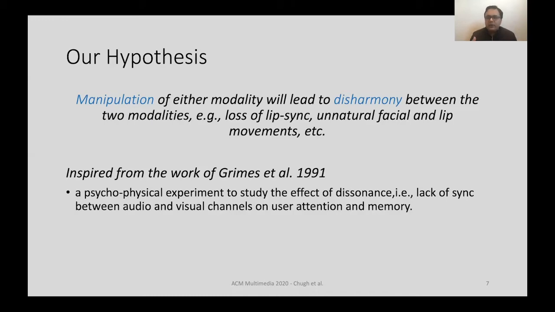And this could be leveraged by a network to predict if there is a manipulation. Our work is inspired by the seminal works of Grimes and others. Grimes did a psychophysical experiment to study if the effect of dissonance is noticeable, that is, if the audio or video has been manipulated, will the user notice that, in the case of a TV? Essentially, TV advertisements were the use case in this.